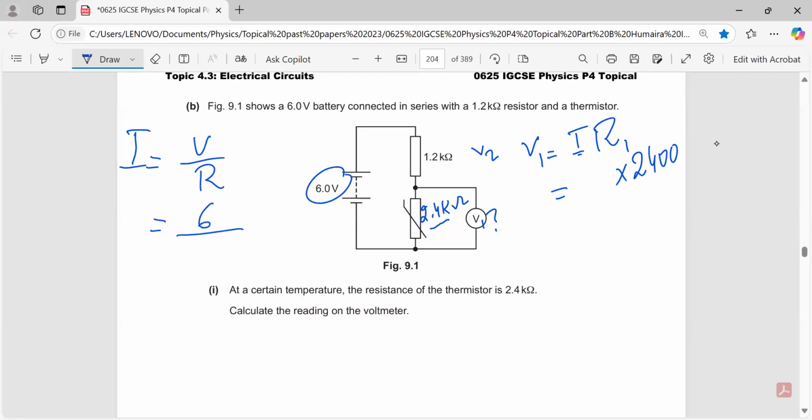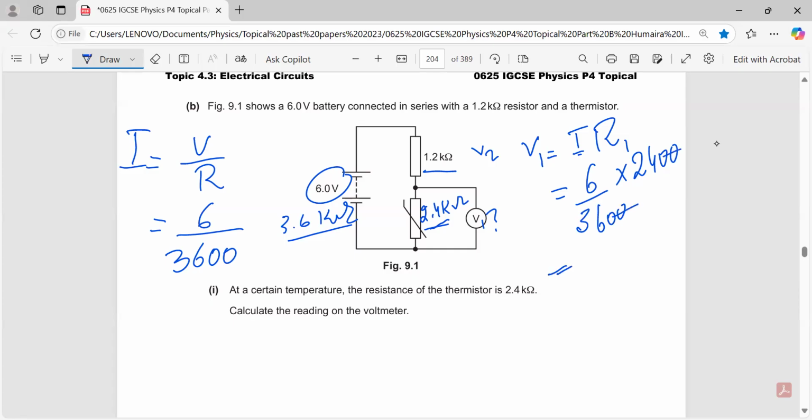And the total resistance, that is the sum of these two resistors, 1.2 and 2.4. When you will add them up, you will get 3.6 kilo ohms, but we need to convert it into ohms, so it will be 3600, because to convert from kilo ohm to ohm, we should just multiply with 1000. So you can use this value here, the value of current, which we will just calculate it.